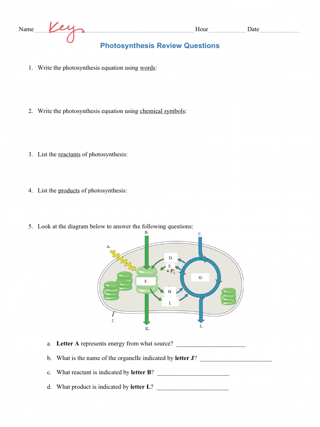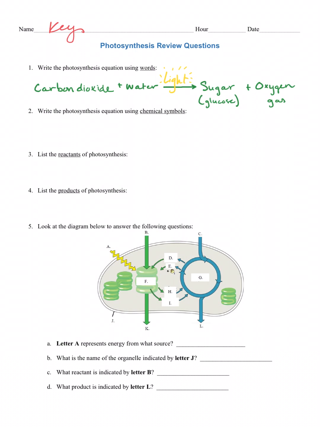We have carbon dioxide plus water, and that yields sugar or glucose and oxygen gas. And remember that in order for this reaction to happen, we must apply energy in the form of light, typically from the sun. Number 2 asks a similar question, but here you're going to write the equation in chemical symbols. So remember, chemical symbols are just those abbreviations that scientists use for different types of molecules.